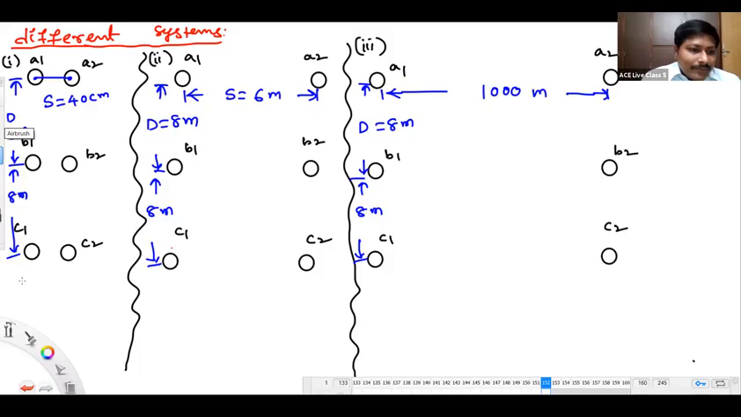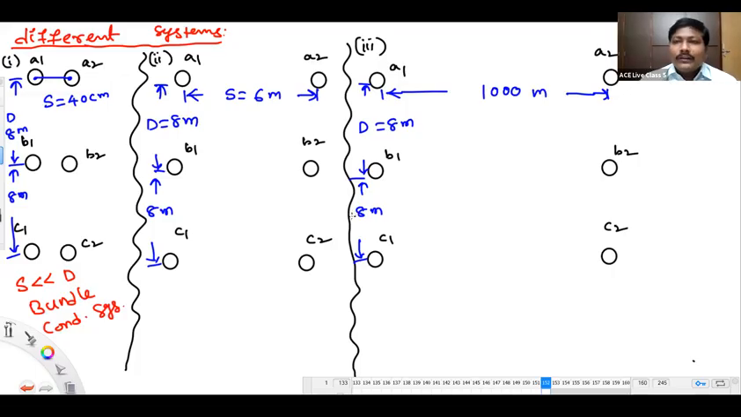So as S is very, very low compared to D, what kind of system will I say this one is? It's a bundle conductor system. Not single phase, it's a single circuit. Bundle conductor system.